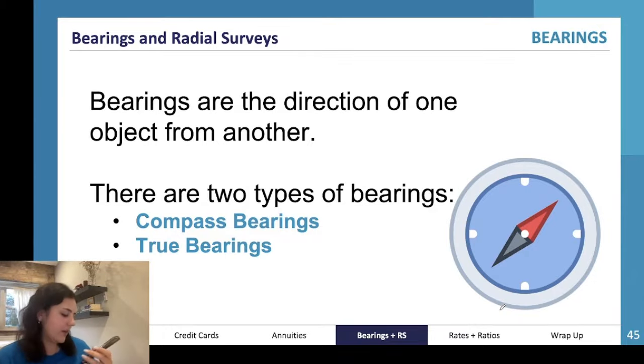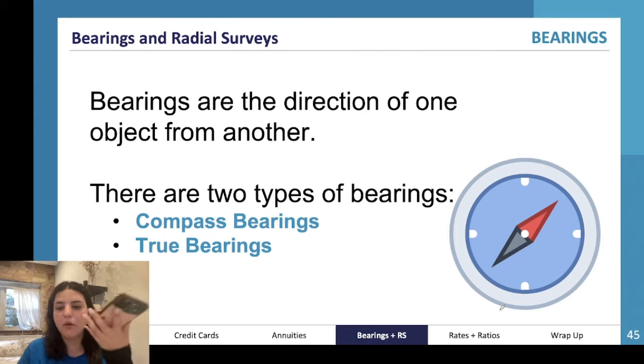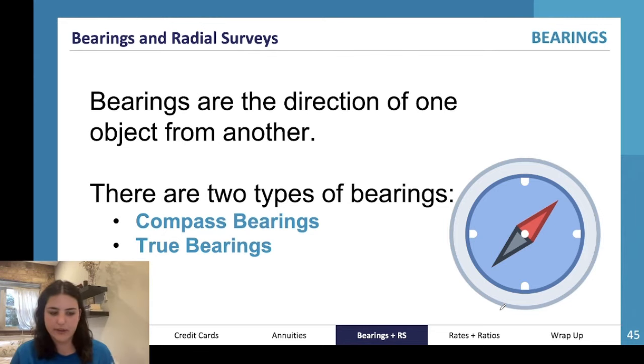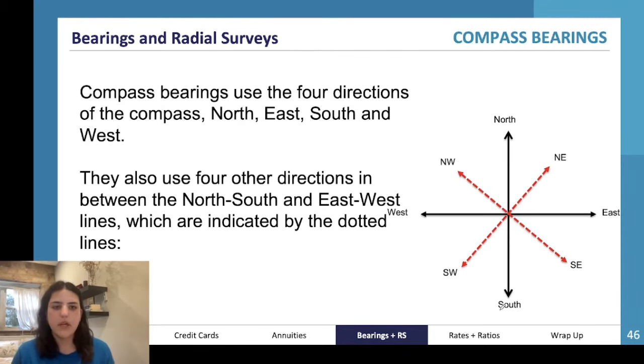That is telling me that that is exact north right there. So you've got a compass bearing, and then we've got true bearings. These are not bearings that you see on your phone. Compass bearings use the four directions of the compass, so north, east, south, and west, and they also use northeast, southeast, southwest, and northwest. They're indicated by those red dotted lines.